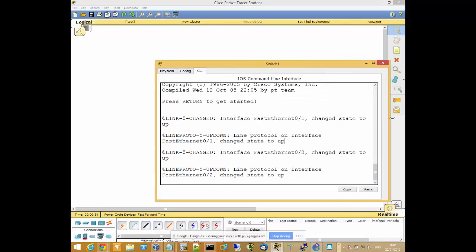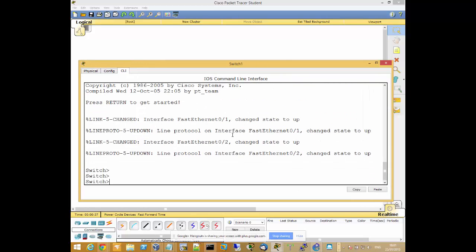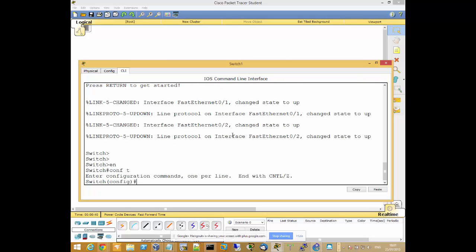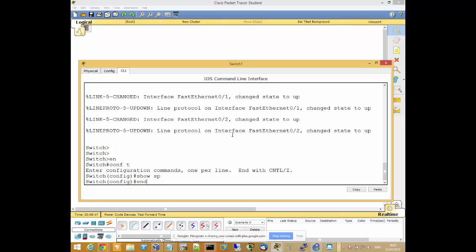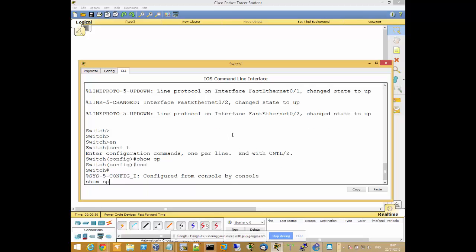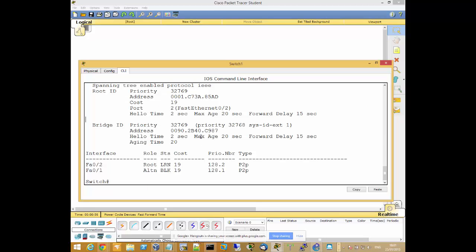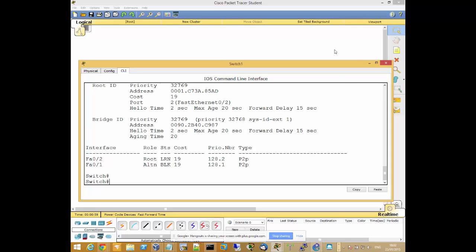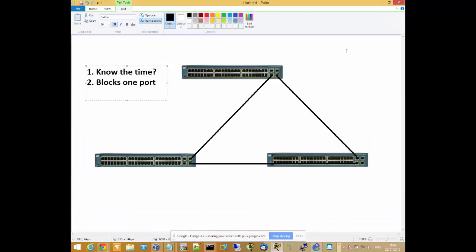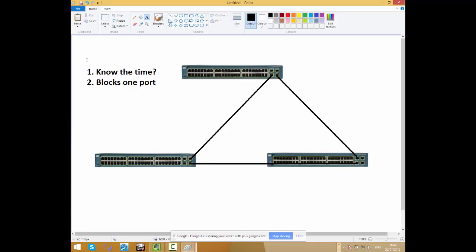So let's get some information from this one. Let's go show. Okay, so let's see. That's the MAC. Let's start from here. So, who wants to answer this? Ferenc says spanning tree is going to block one port. So, can anyone tell me which port spanning tree will block from this one? Which port will spanning tree block?